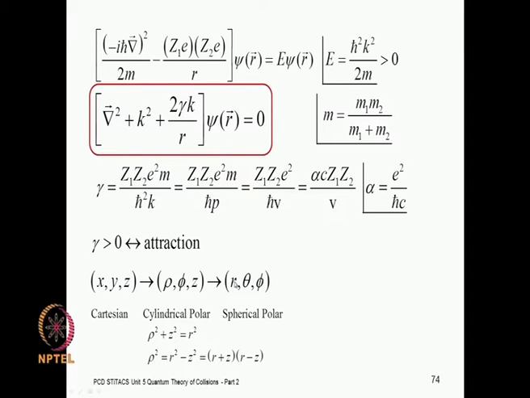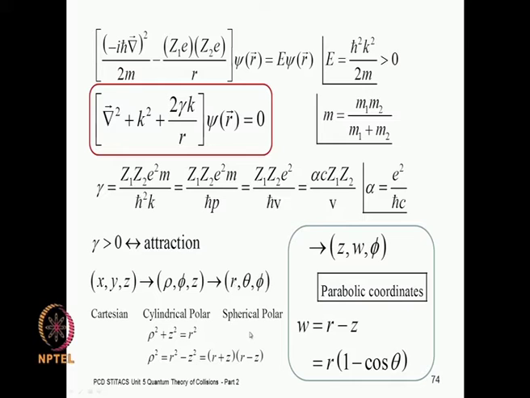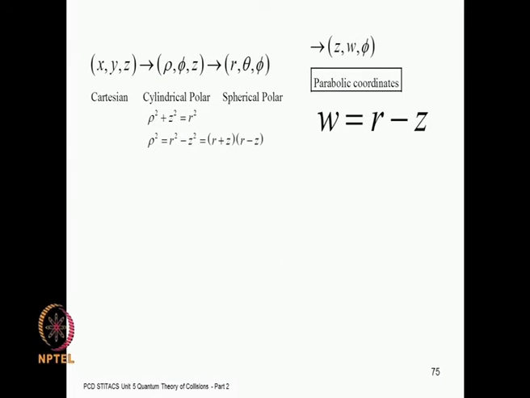So, I am using the usual notation, and one can introduce the parabolic coordinates as z, w, phi, which are independent degrees of freedom, in which w is defined as r minus z. So, this is the parabolic coordinate system, and the Coulomb problem can be solved also in the parabolic coordinate system. So, that is what we are going to do. Let me spend a few minutes on this coordinate system. So, this is the parabolic coordinate, w is r minus z.